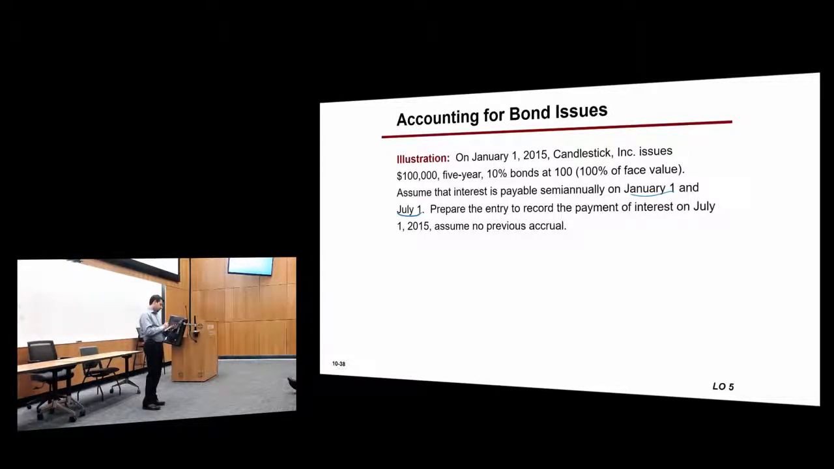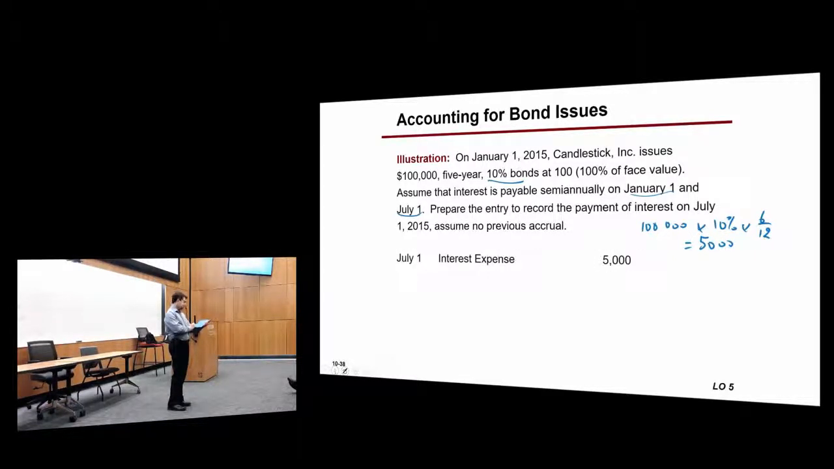So this would be 100,000 multiplied by 10% multiplied by 6/12. That's $5,000. To the company, this is what? The company is paying for what? Interest. So this is interest expense. So the company will debit interest expense, and credit cash, 5,000.